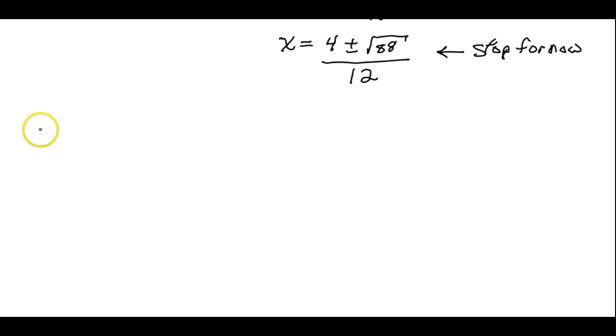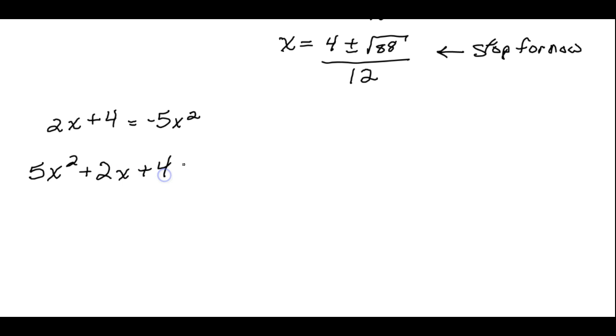Alright, but a second example, let's do 2x plus 4 is equal to negative 5x squared. And so the simplest thing to do here would be to move the negative 5x squared over here and put it in order. So we would have 5x squared plus a positive 2x and a positive 4 equals 0. And so this is a, our b is positive, and so is our c. That works out really nice.